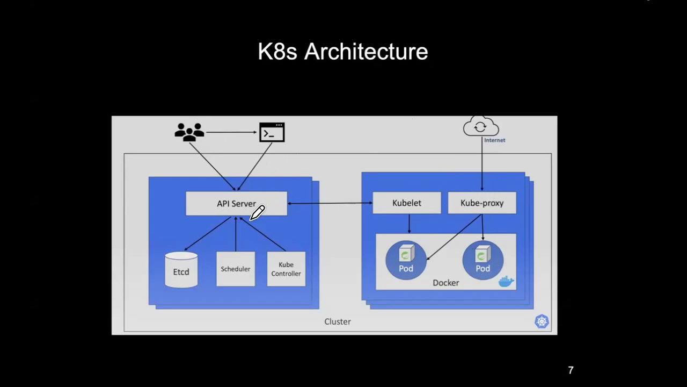So API server, scheduler, etcd, controller, kubelet component, proxy. They are the main modules that make up the Kubernetes installation. And clearly, you have a Docker runtime as well. Or sorry, you've got a container runtime running on the worker nodes, which in our case would be Docker, although it doesn't have to be Docker.